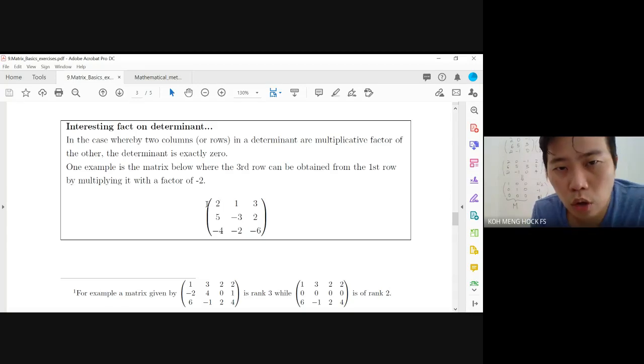The same goes for columns. If a column can be multiplied by a certain number to get another column, then the determinant is also equal to 0. Have you all heard of this rule before? Oh, you have. Very good. So this is kind of a repetition.